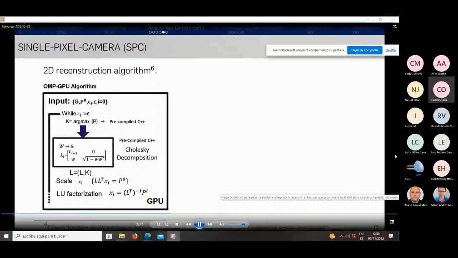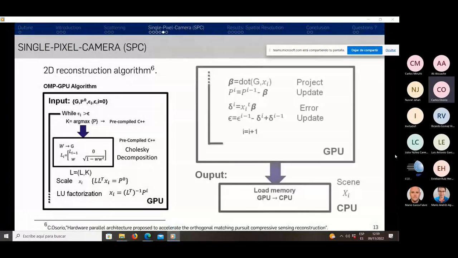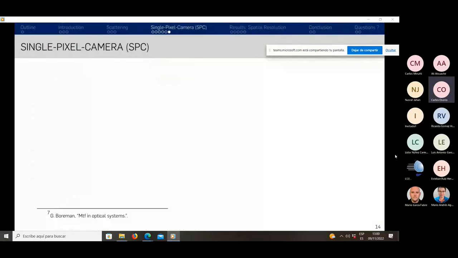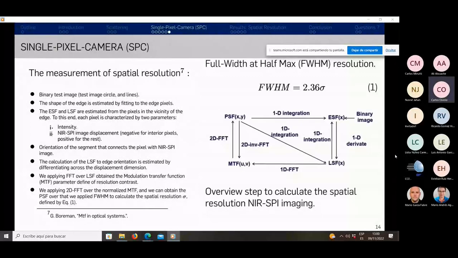The 2D reconstruction is based on the orthogonal matching pursuit, or OMP. We are applying a tool based on the GPU to reduce the processing time, where the algorithm is parsing and decoupling the critical calculation. We also propose a solution for the dimension of the processing resolution. Binary test imaging signal and lines.